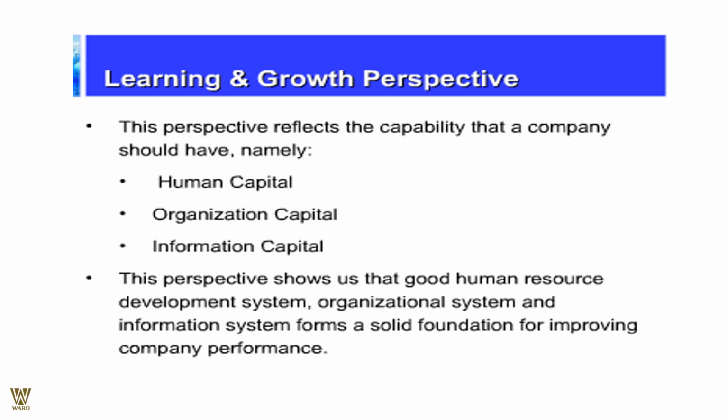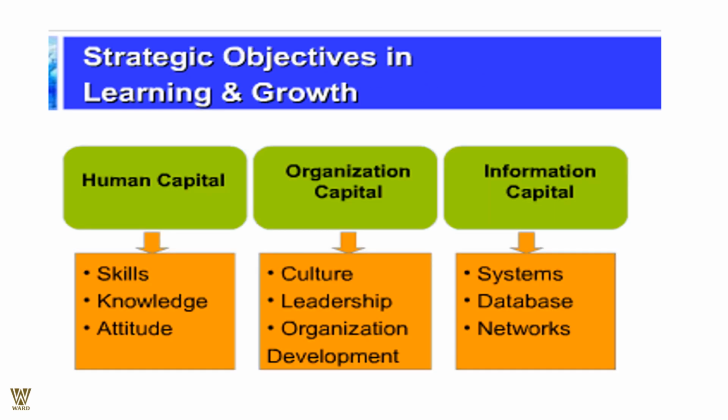How do we go across with it? We are talking about the strategic objectives in learning and growth: human capital, skills, and knowledge set, your employee skills, employee knowledge, and attitude. We are talking about organizational capital: culture, leadership, and organizational development. Information capital is all about how you organize your data, your systems, and your network.